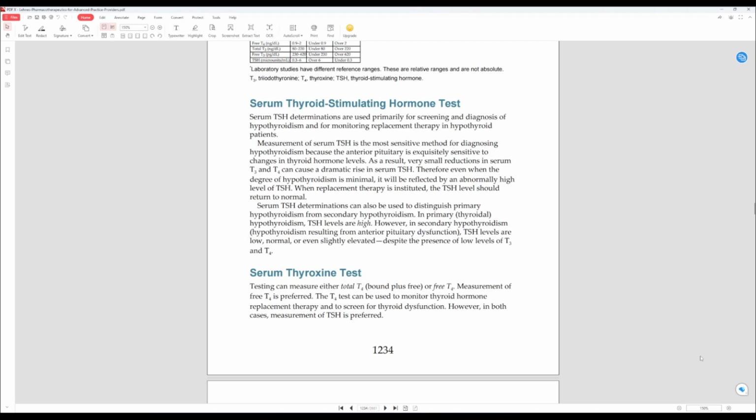Serum TSH determinations can also be used to distinguish primary hypothyroidism from secondary hypothyroidism. So, in primary hypothyroidism, your TSH levels are high. However, in secondary hypothyroidism, the TSH levels are low, normal, or even slightly elevated, despite the presence of low levels of T3 and T4. And that is primarily because in secondary hypothyroidism, the hypothyroidism results from an anterior pituitary dysfunction, while in primary, it's thyroidal.